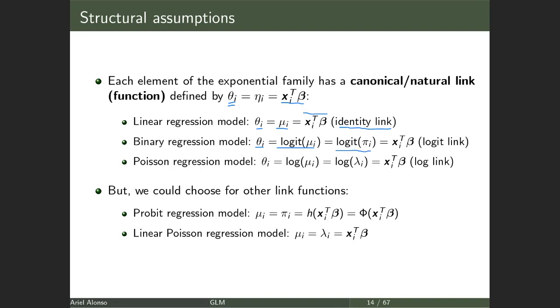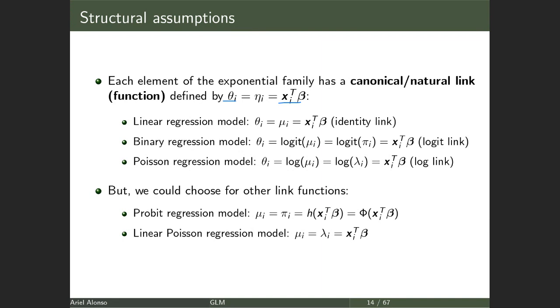So when you equate theta to the linear predictor, you're actually using the logit link. And that's why the logit link is called the natural link or the canonical link. Because when you use the canonical link, you are modeling theta, the canonical parameter, directly as equal to the linear predictor. It's the link that allows you to model theta directly equal to the linear predictor.